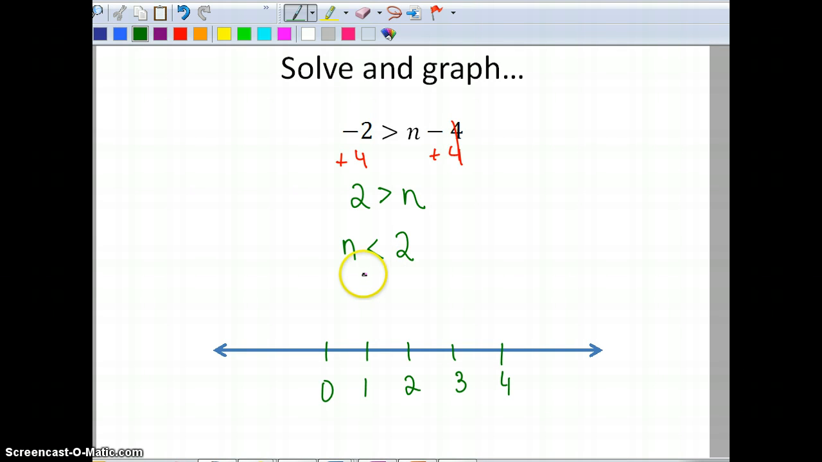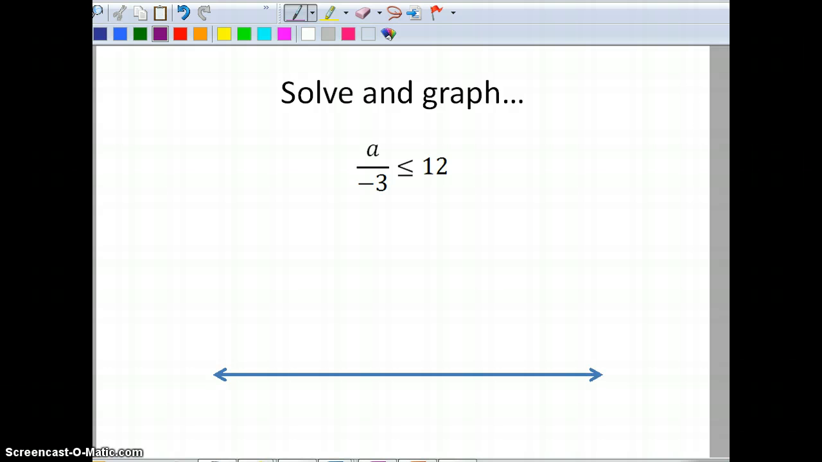Okay, I've got an open circle at 2, and I want to shade the area where n is smaller. I know that the numbers get smaller as I go to the left on the number line. And I'm done.